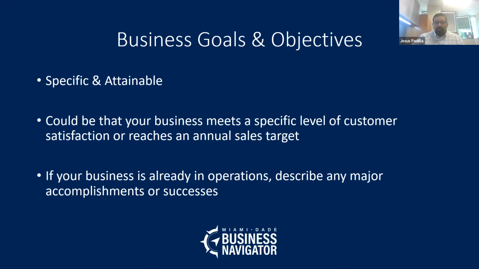It could be meeting a specific level of customer satisfaction, annual sales, clients assisted. It could be anything, but it has to be specific and attainable. And if your business is already operational, describe any major accomplishments or successes. It could be government certifications. It could be government contracting. It could be new product lines, new markets that you're working with. So these are really good ways. This is how you're able to start selling me if I'm a potential banker or potential partner of your business.